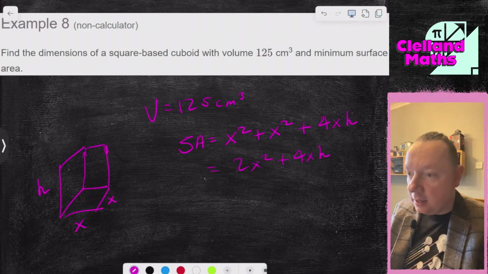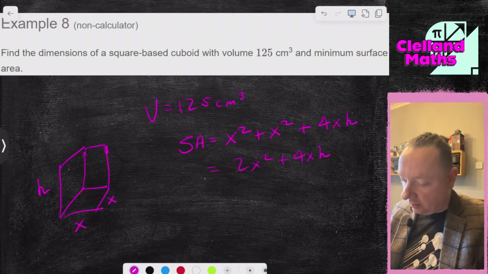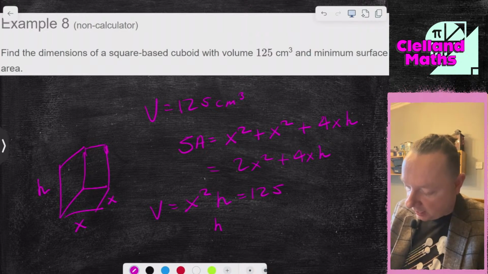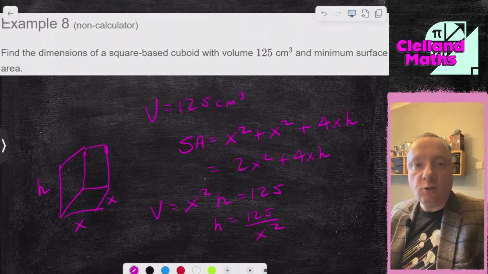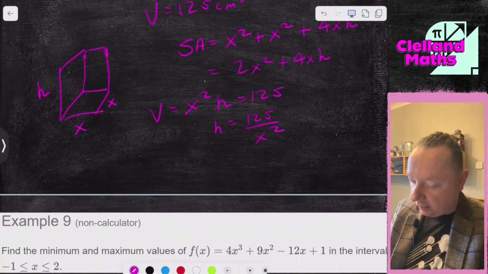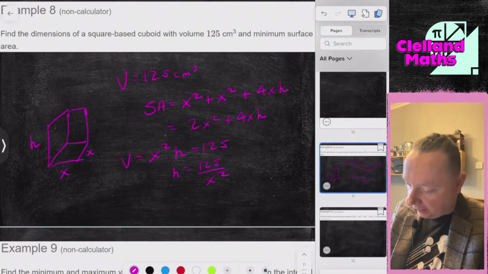Now usually at this point, I need to get rid of that h. So I'm going to do that. The volume is equal to 125. Well, volume is area of the base times the height, which is 125. So that means my height is 125 over x squared. Now don't worry if you can't do this. This is usually part A. If you can't do it, you'll still get an equation. You'll be given it. So let me get some space.